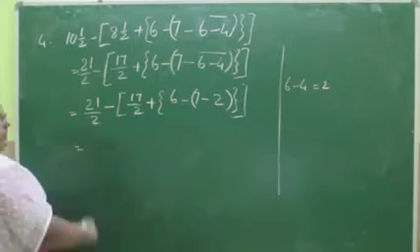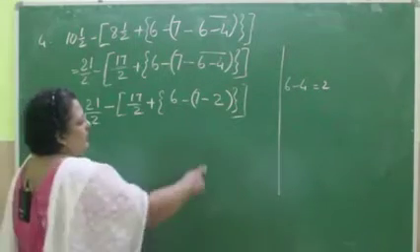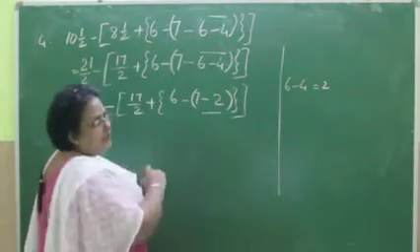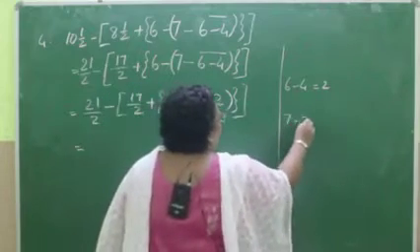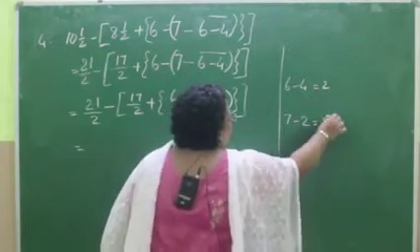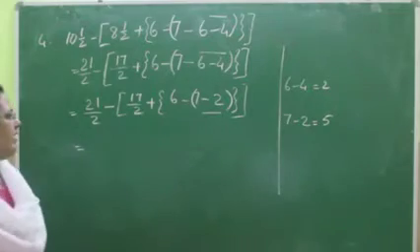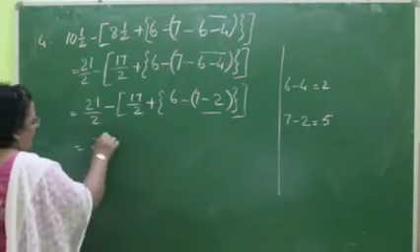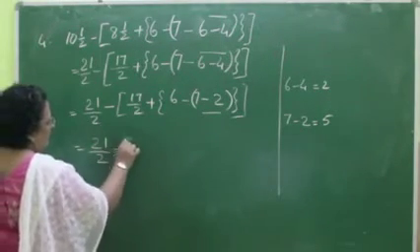Okay, now we have to simplify, what is 7 minus 2? So what is 7 minus 2? The next step, 7 minus 2 is 5. So we got the answer as 5 there. Again we are writing all the numbers.